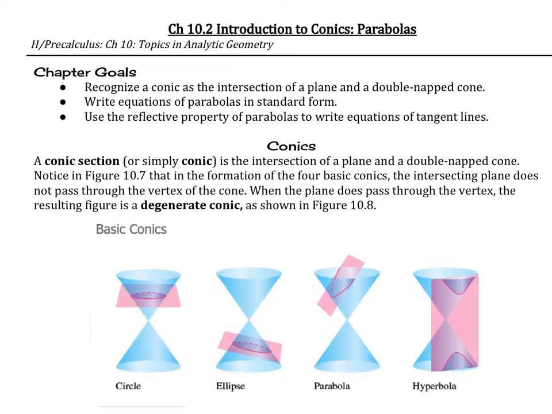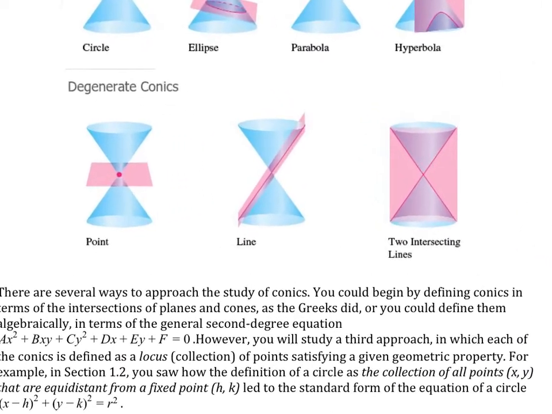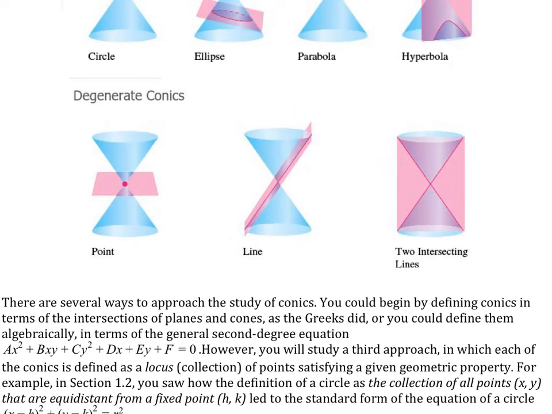Now, when the plane does pass through the vertex, the resulting figure is a degenerate conic. So looking at these examples here, we notice that if it passes through the vertex here, it's a single point. Then if it's right here on both sides, it's a line, and then two intersecting lines here if it's going to the sides of the conic.